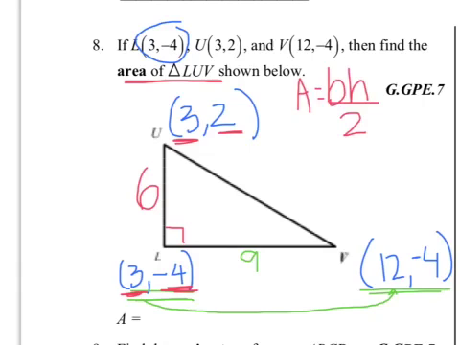You might have to put that on graph paper to count. So what we need to do is find the area. So in our case, the area is just going to be 9 times 6 divided by 2. So the area is 54 divided by 2, which is 27.